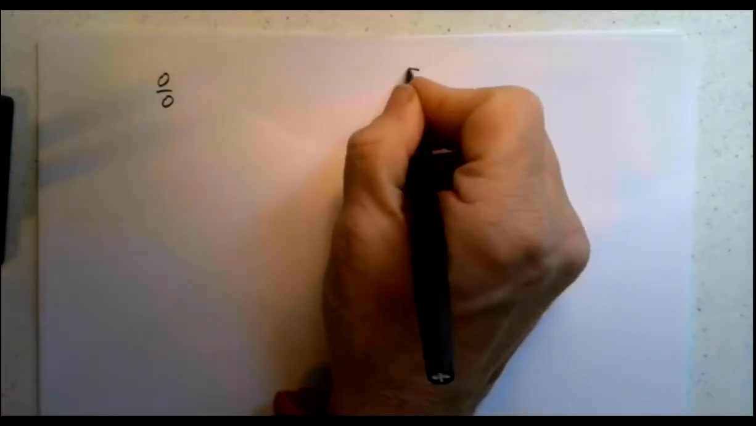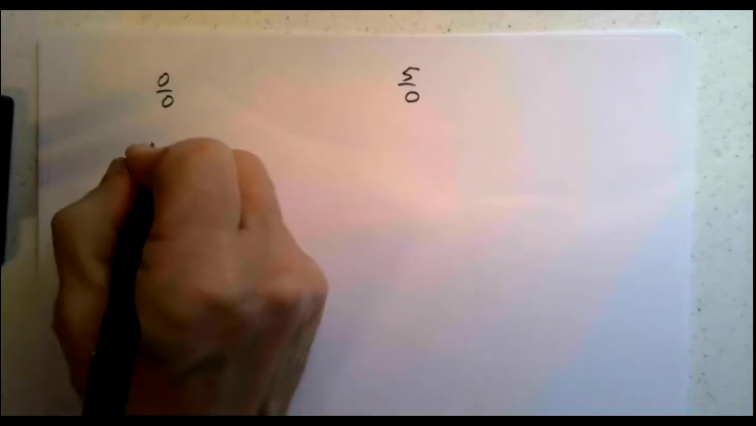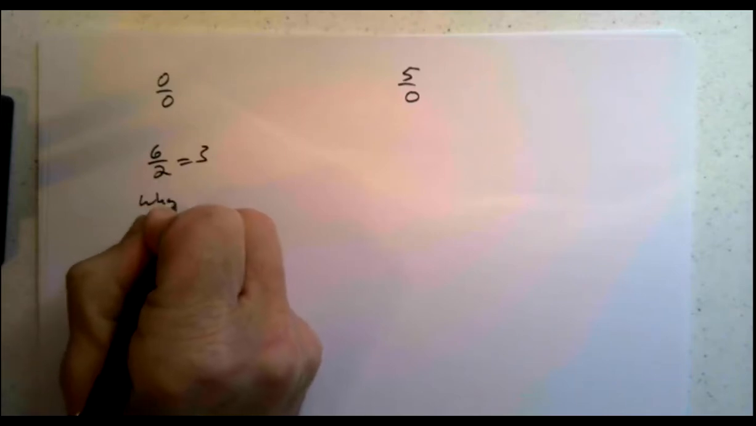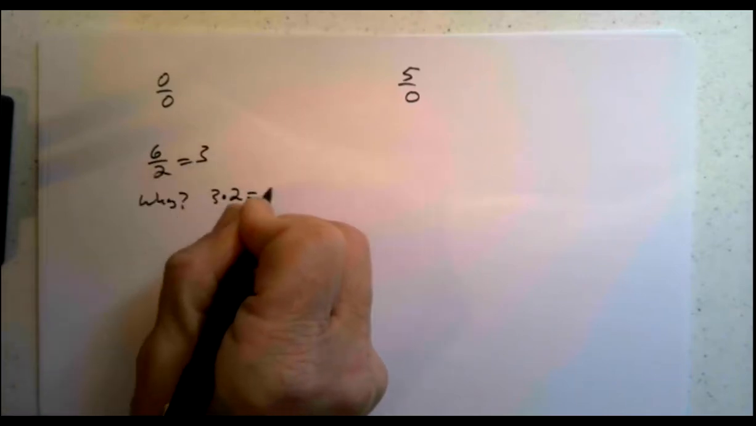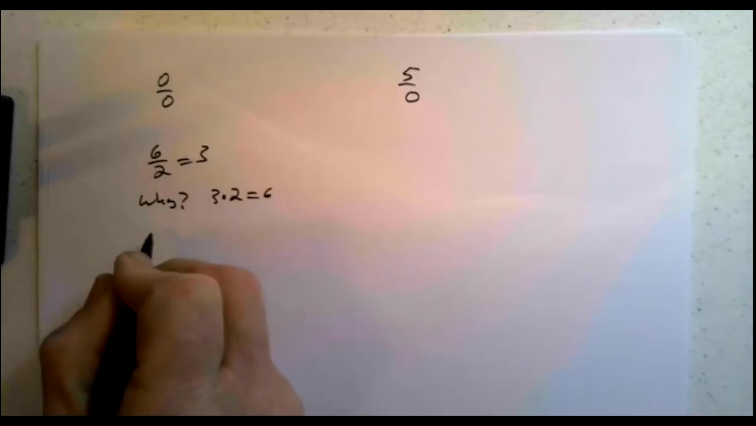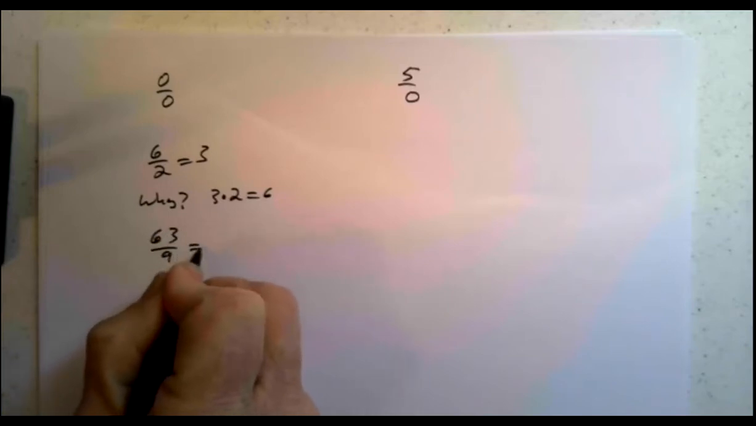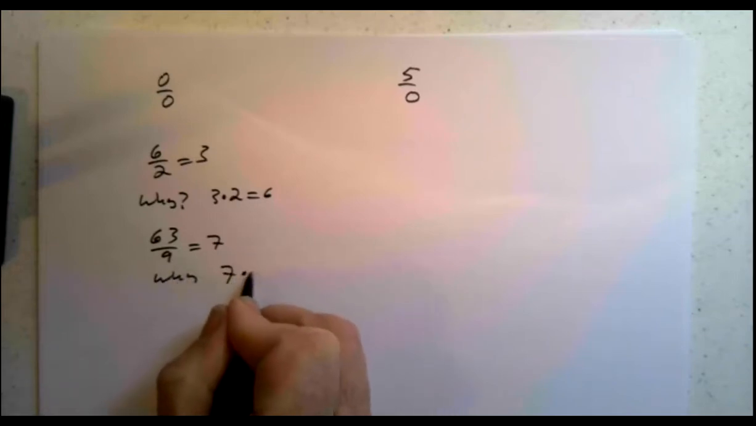0 over 0 is a different concept than, let's say, 5 over 0. So a little informal mathematics here. 6 divided by 2 is 3. Why is that? Because 3 times 2 is 6. What can we say? 63 over 9 is 7. Why is that? Because 7 times 9 is 63.